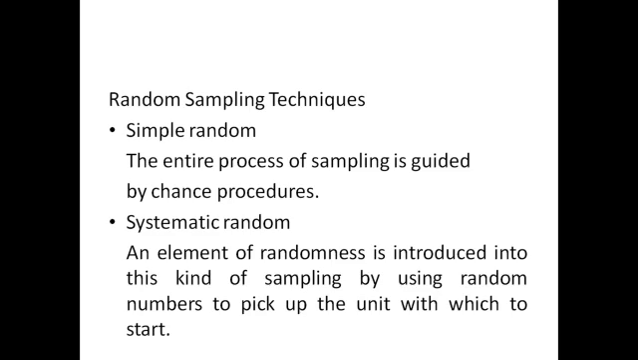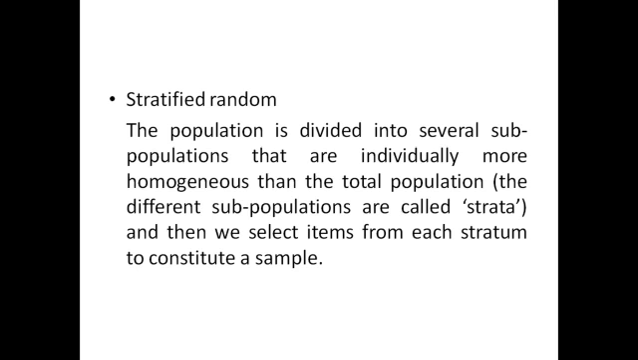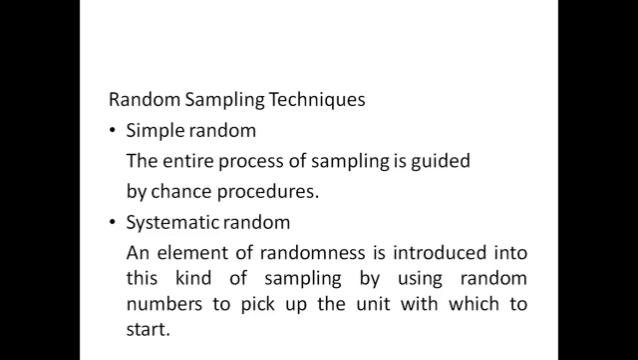Coming to the second technique of random sampling, that is systematic sampling. In some instances, the most practical way of sampling is to select every fifth item on a list. Sampling of this type is known as systematic sampling. Here, an element of randomness is introduced into this kind of sampling by using random numbers to pick the unit with which to start.